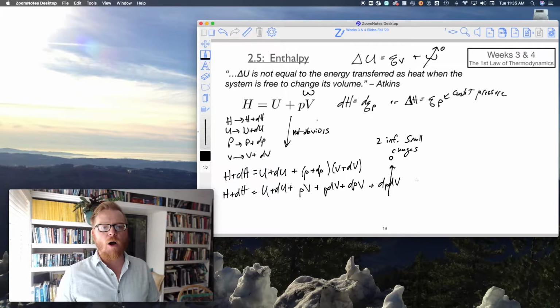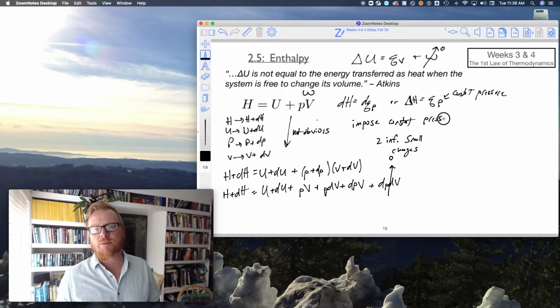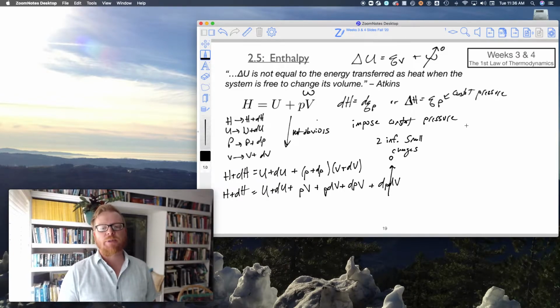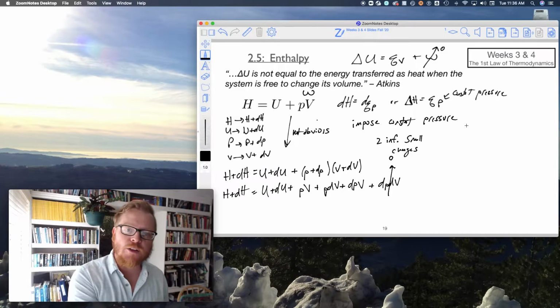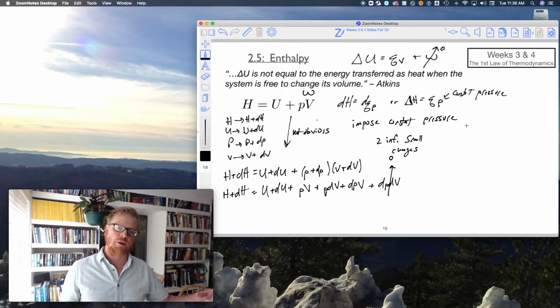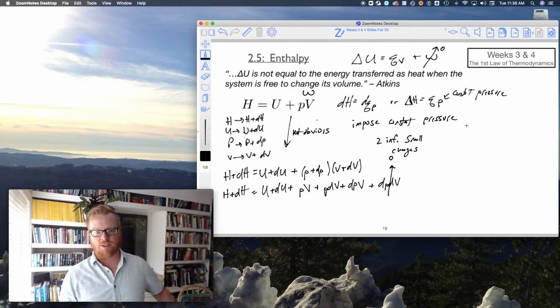Okay? I'm also going to impose constant pressure right here. And the reason why I'm going to impose constant pressure is because we've already explored what happens when we impose constant volume. And so now the game to play is to hold the other variable constant, which hopefully by the end of this whole section, it will be obvious why we play that game. Why we fix one variable and see what happens, then we fix the other variable and see what happens.